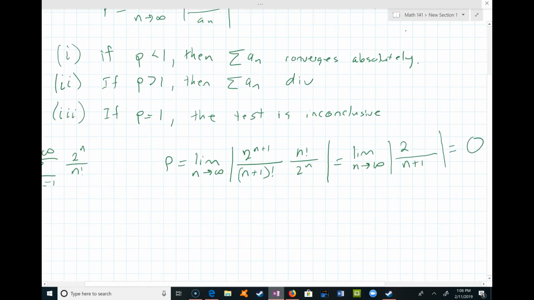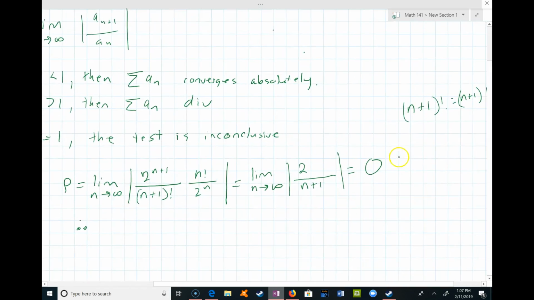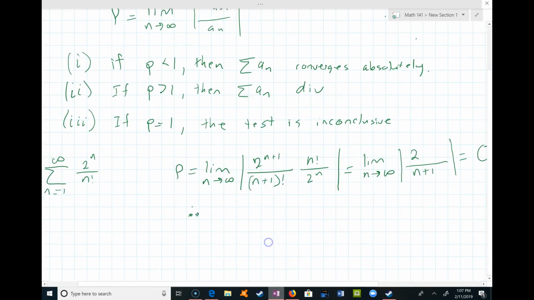So that means, therefore, the summation of 2 to the n over n factorial, n starting at 1 running to infinity, converges, because we got a p less than 1. Okay, so that's a quick little teaching video on the ratio test.